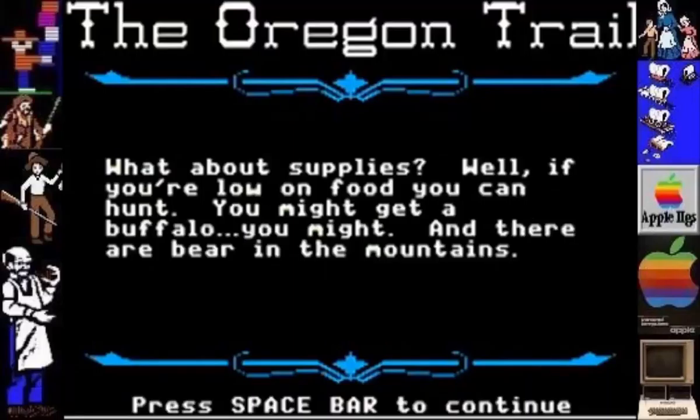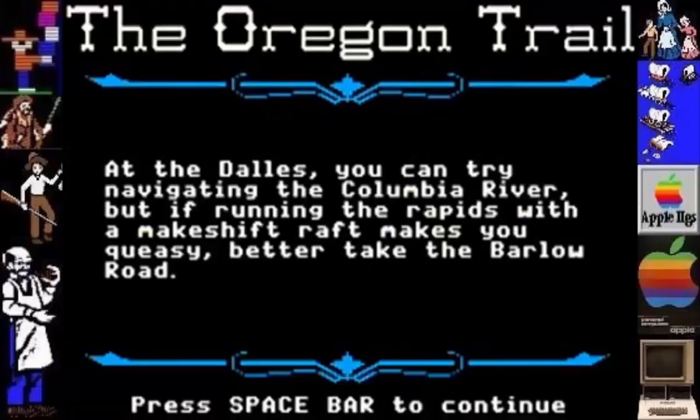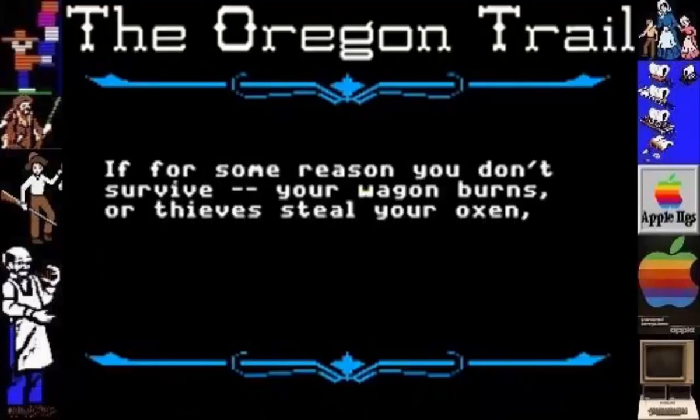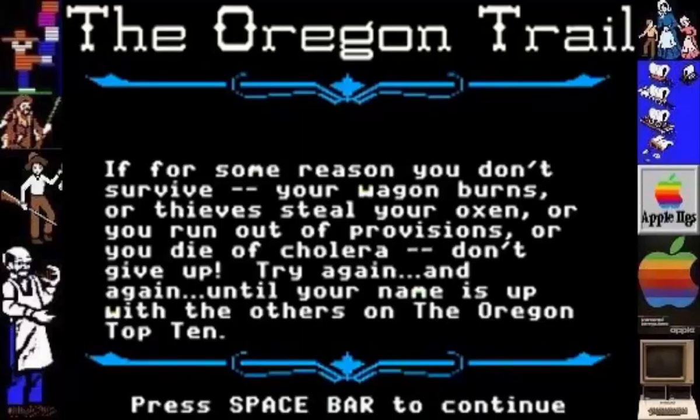And supplies? Well, if you're low on food, you can hunt. You might get a buffalo. And there are bears in the mountains. Awesome sauce. At the Dalles, you can navigate the Columbia River, or you can just take the regular route to Barlow Road. If for some reason you don't survive, your wagon burns, thieves steal oxen, blah blah blah blah blah blah blah. Try and try again until you reach top 10.